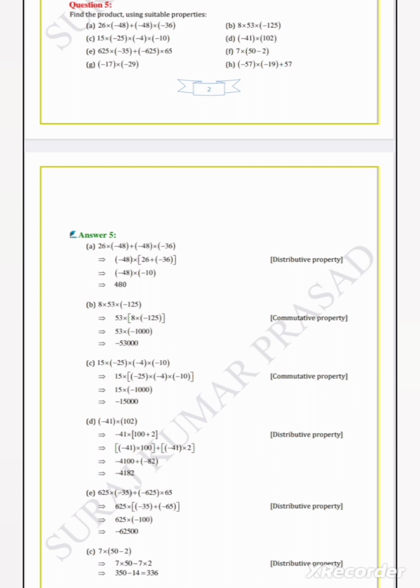And now F. 7 into 50 minus 2. As we solved the last question, this is also the distributive property. 7 into 50 minus 2. 7 is common and outside the bracket, so 7 should be multiplied by both 50 and minus 2, so that 7 into 50 minus 7 into 2. 7 into 50 is 350, and minus 7 into 2 is minus 14. 350 minus 14 is 336.